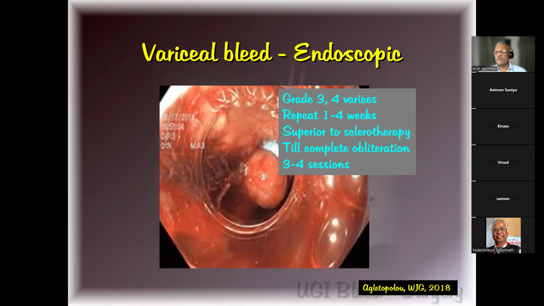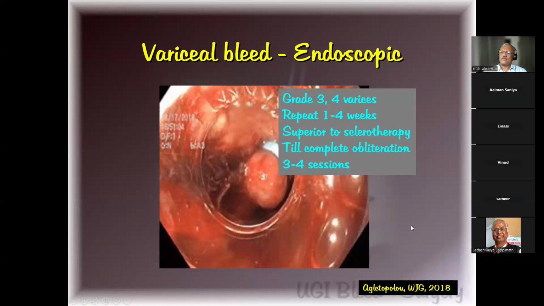Repeated 1 to 4 weeks. My standard is about 3 weeks. I usually ask them to come back in 3 weeks unless they have a rebleed earlier than 3 weeks. Shown to be superior to sclerotherapy. And to answer the question, how often? 1 to 4 weeks, maybe 3 weeks on an average. How long will you do it? Until complete obliteration. You get down to grade 1 or just a hint of a varix and not otherwise. Minimum, usually they need 3 to 4 sessions. Sometimes they need even more. So that is how you do for endoscopic variceal bleed.